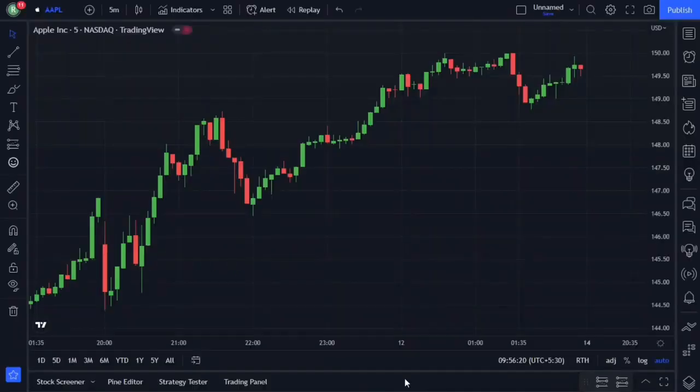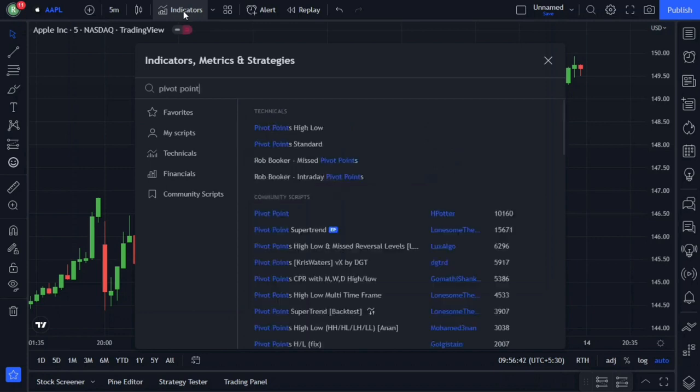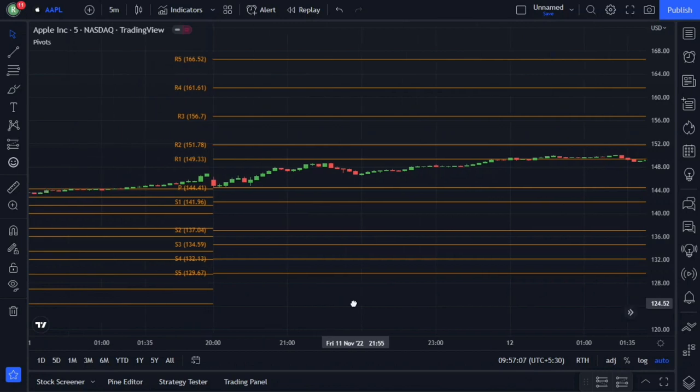I am using TradingView for our technical analysis. So first, let's add the pivot point to the chart. To add indicators, here we click the indicator menu at the top. And in the search menu, please write pivot point. And we're going to use this one here, pivot point standard. Click on it to add it to the chart. If you have followed the previous steps, your trading chart will look something like this.